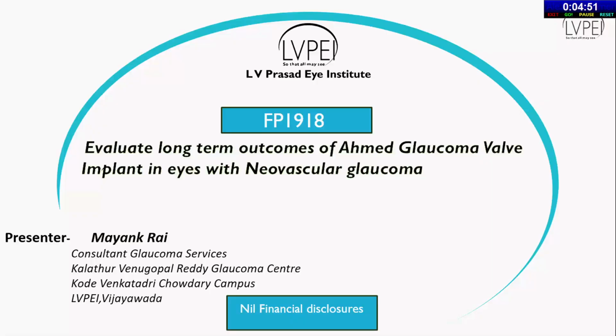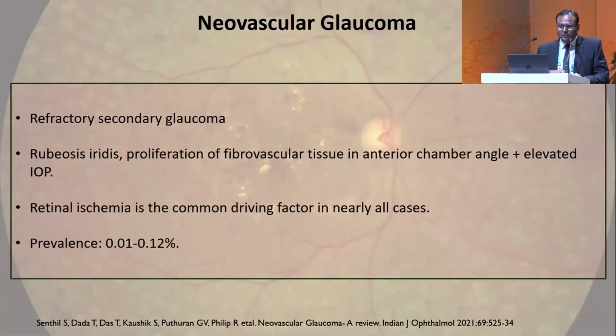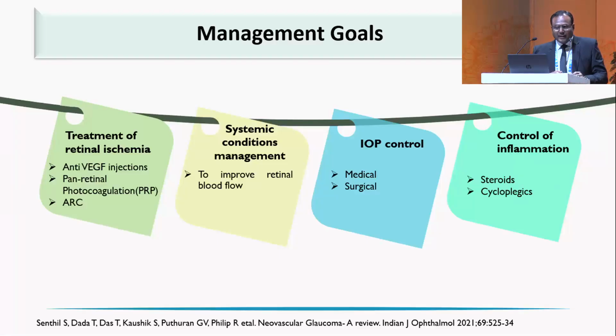As we all know, the management of neovascular glaucoma is challenging because of elevated IOP, retinal ischemia, and multiple systemic risk factors. Also, the conventional filtering surgery is bound to fail. So consequently, we know that glaucoma drainage devices offer a safer and effective alternative to management, mainly due to Ahmed glaucoma valves. These are the abbreviations I've used in my presentation. We all know that ischemic central retinal vein occlusion, PDR, and OIS are the most common causes of neovascular glaucoma. Now the management strategy involves dealing with multiple risk factors, either sequentially or concurrently, which includes treatment of IOP, managing systemic conditions, and treatment of retinal ischemia and inflammation.